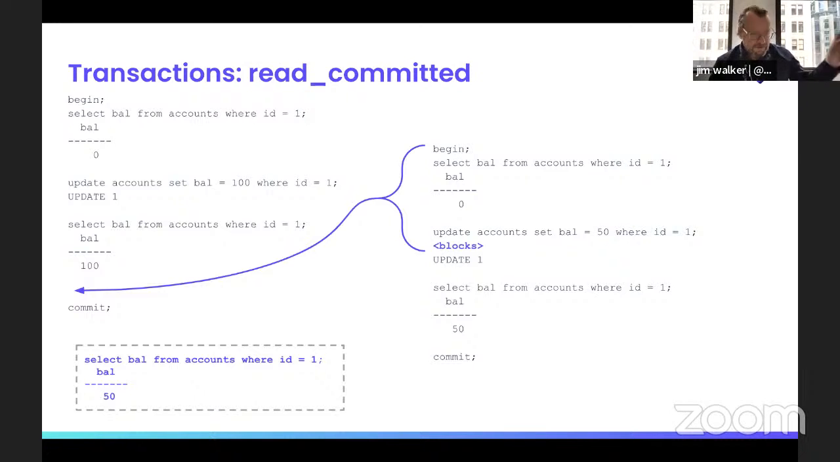So at the end of this, after this whole commit has happened, I select the balance and it looks like it's 50. What happened to that $100? Now, this is a very simplistic outline of something that can go along with a read committed database.